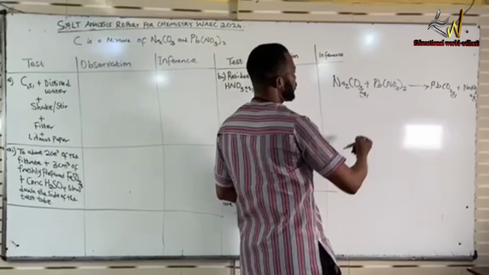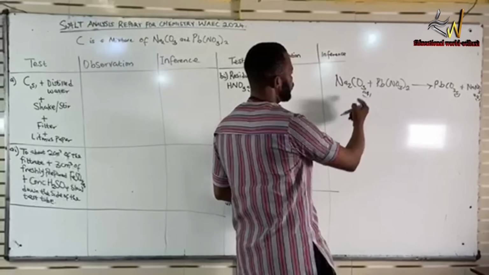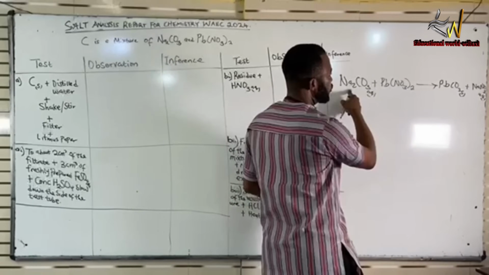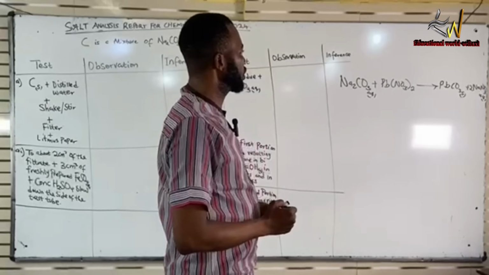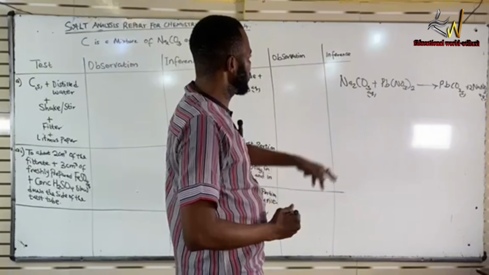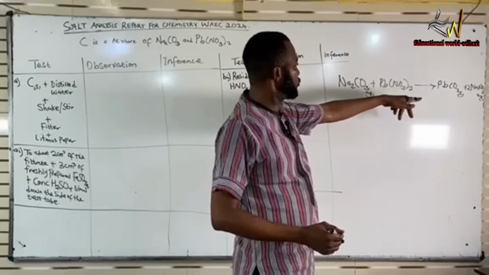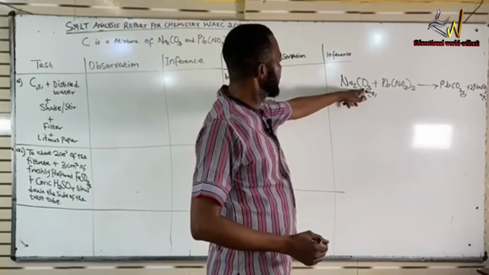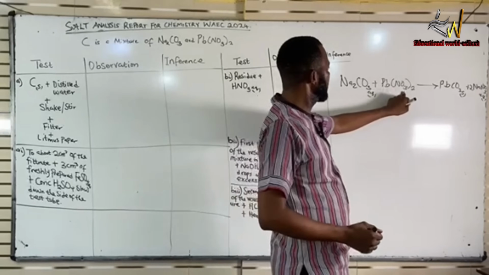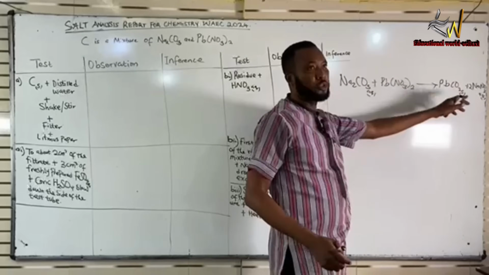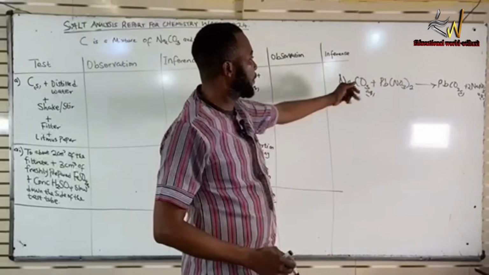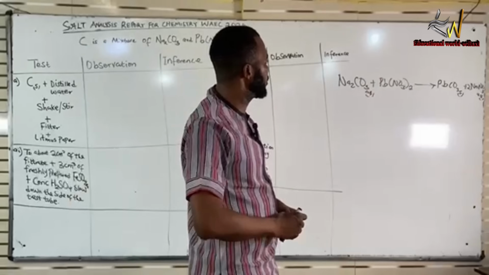Alright, nitrogen is 2, oxygen is 3 plus 6, which is 9. Sodium is 2 here. Let me quickly put 2 here. And I think the equation is balanced. Sodium is 2 here, the other side is 2. Oxygen is 3 plus 6, which is 9. This is 2 times 3, 6, plus 3, which is 9. Then carbon is 1 there, over there is 1. Lead is 1, over there is 1.